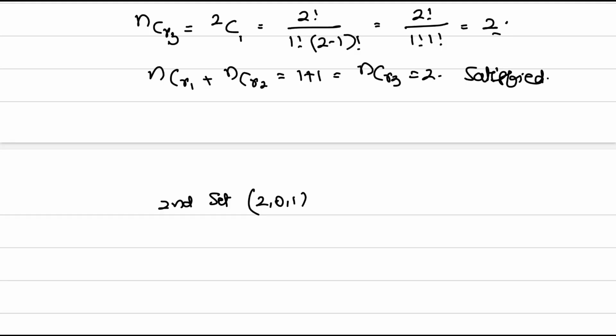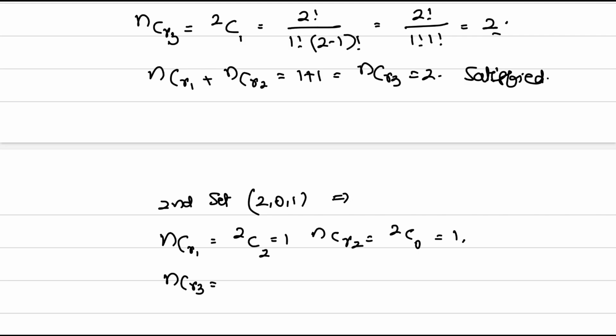I am calling it a set of numbers satisfying the previous equation, nCr1 plus nCr2 is equal to nCr3. Now, does this set satisfy it or not? What is nCr1? 2C2, which is equal to 1. nCr2 is equal to 2C0, that is equal to 1. nCr3 is equal to 2C1, that is equal to 2.